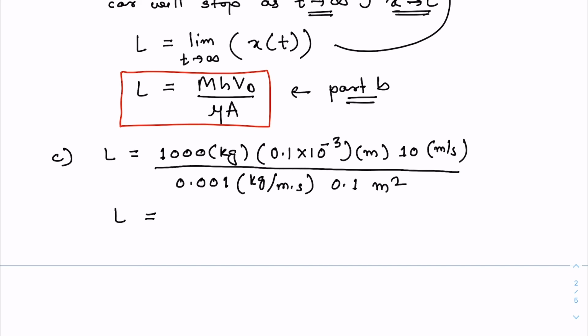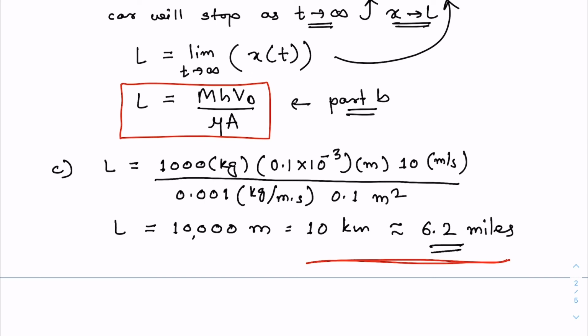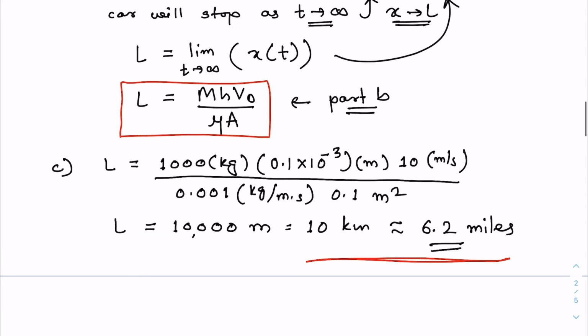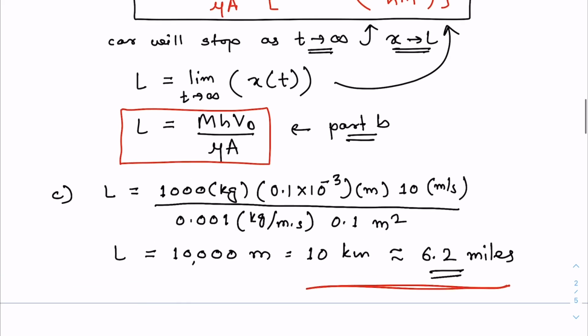So if you solve this, you will eventually find out that L is 10,000 meters, that is 10 kilometers, or it is closely equal to 6.2 miles. So basically using these approximate values, you will find out that the vehicle will travel almost 6 miles before stopping completely. And again, this is not realistic. 6.2 miles is a huge distance. That's just because our assumption that the film thickness h and the area of the tire A remain constant is not a very good assumption. As we apply the brakes, they change such that this distance L is very small.